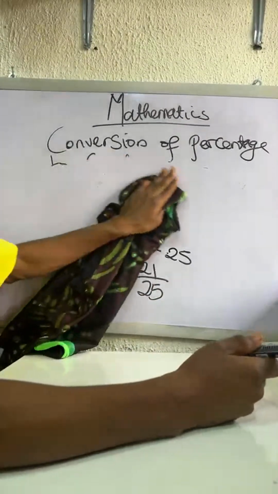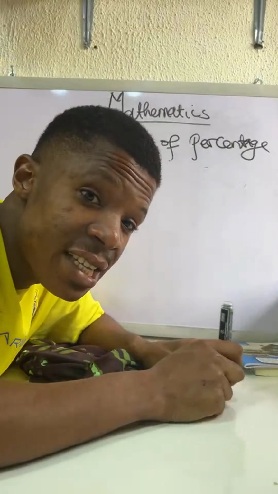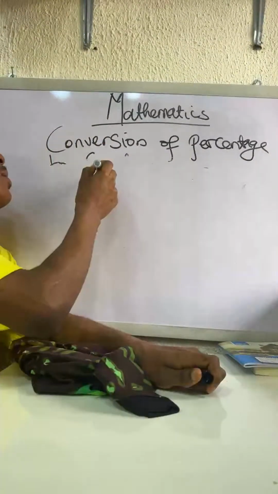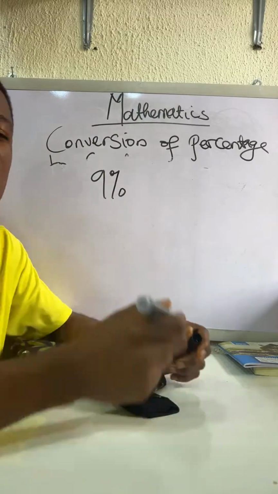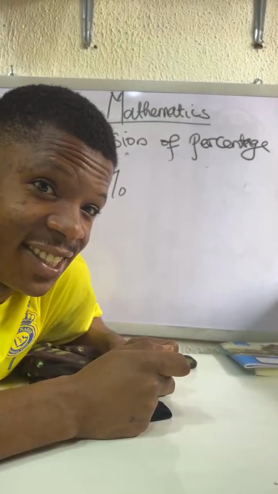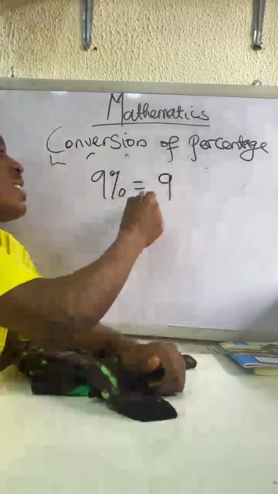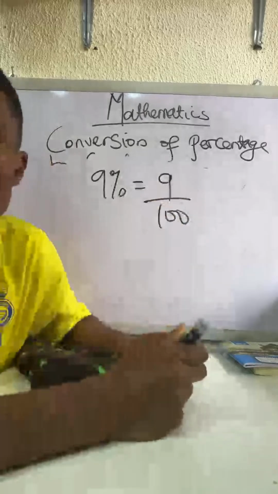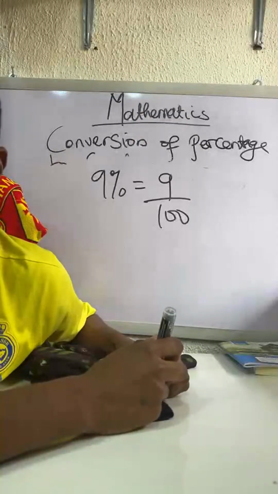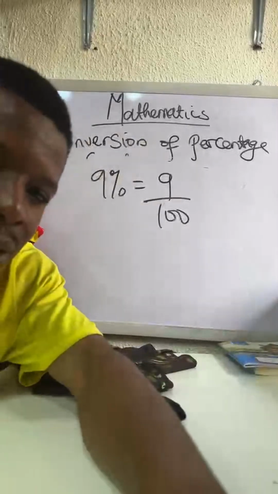Good. So let's move on to the next one. This is the easiest percentage to do. Let's look at 9%. What is 9%? Can you guess? 9 over 100. 9 over 100, correct. Can we still simplify it? No. So the answer becomes 9 over 100. Oh yeah, clap for me.